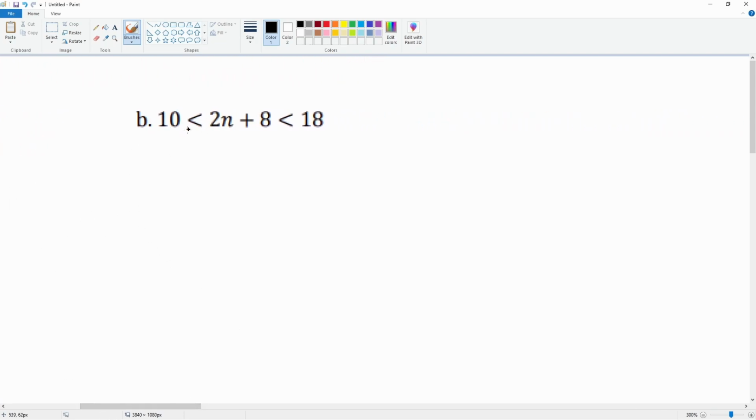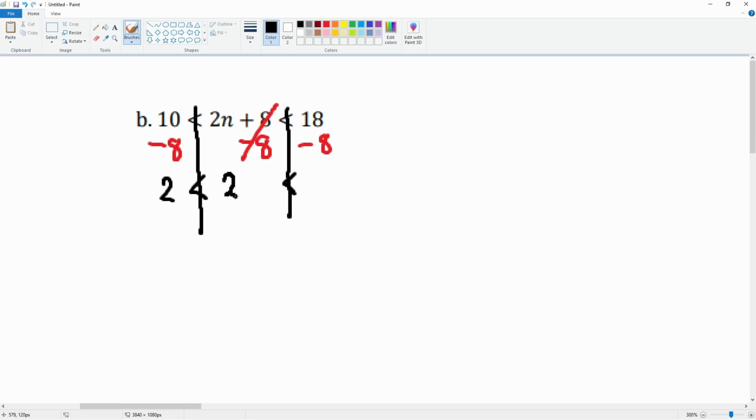Let's look at B. Let's draw the line down that middle. 2n plus 8. So we're trying to get n alone. So we're going to first get rid of whatever it's being attached with. So the plus 8. So we're going to subtract 8 from both sides, or all sides. The plus 8 and the minus 8 in the middle will cancel. 10 minus 8 becomes a 2 on the left-hand side. We bring down those inequalities. 2n is left in the middle. 18 minus 8 on the right becomes just a 10.